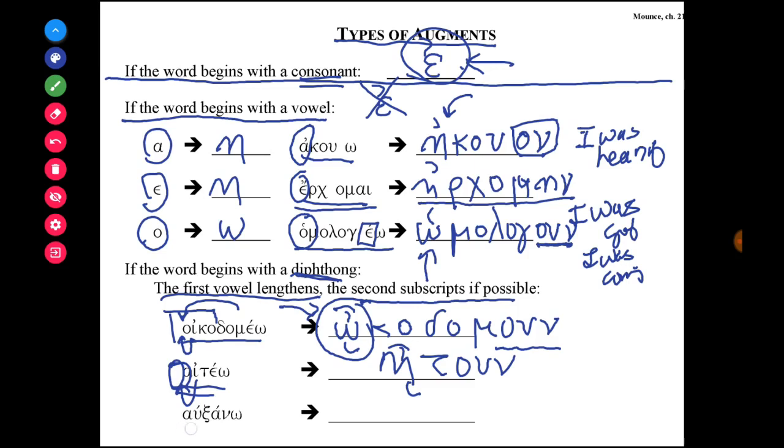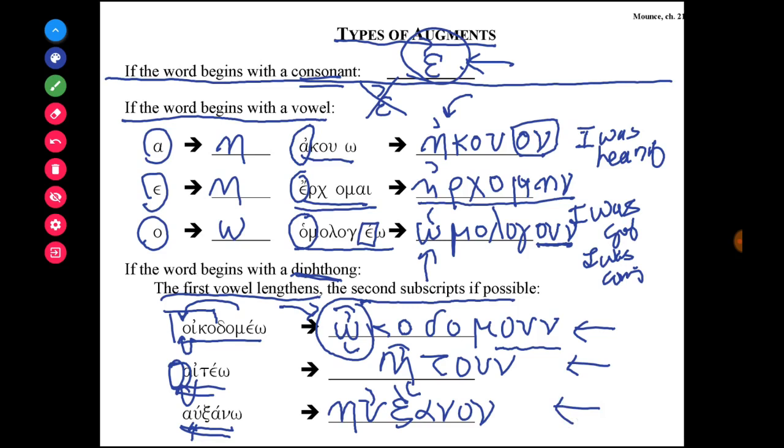And then for οὐξανον, because the upsilon cannot augment, we just have the alpha going long, then write the upsilon, ηὔξανον, and this means I was increasing, I was growing. So I was building, I was asking, I was increasing, or I was growing.